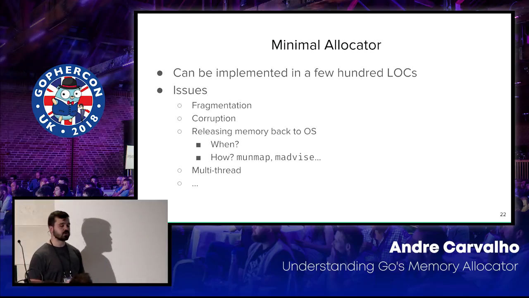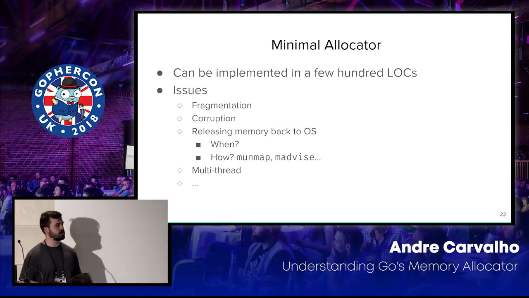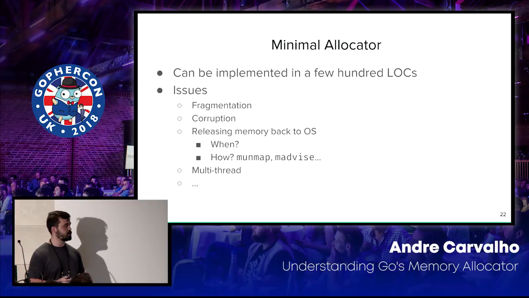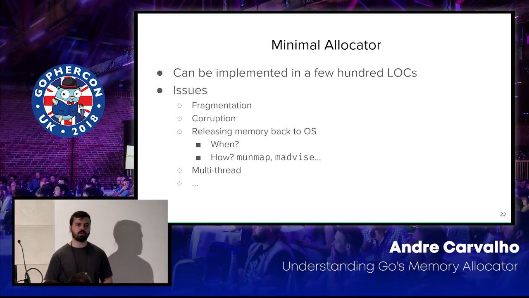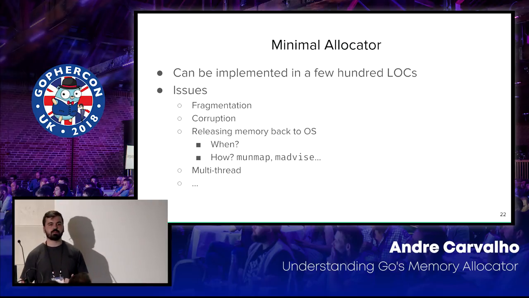We didn't handle corruption, which means that if the application tries to free the same pointer twice, it's going to corrupt our linked list. We need to make sure that we are not freeing the same pointer twice, maybe throw an error or something like that. And we are actually never releasing memory back to the operating system.